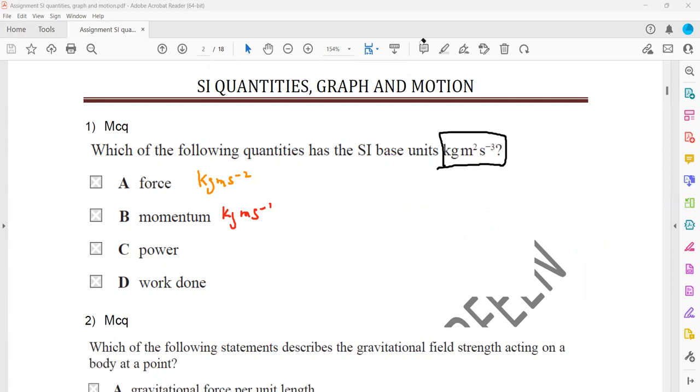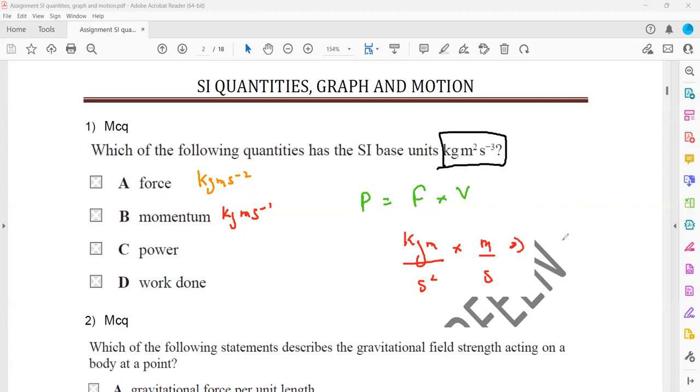Then we check power. Power is work done per unit time. Power is also force into velocity. Different formulas are there for power. And for force, we already worked out the base unit. What is the base unit of force? Force itself is kilogram meter per second square. And what about the speed or the velocity? That is meter per second.